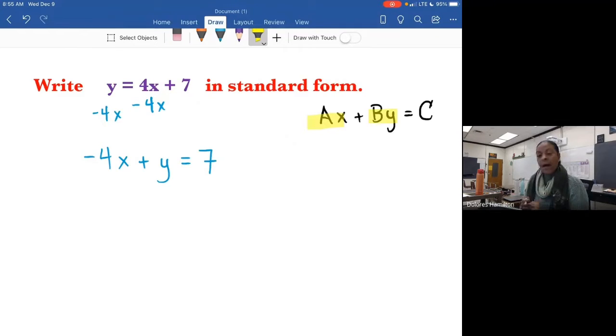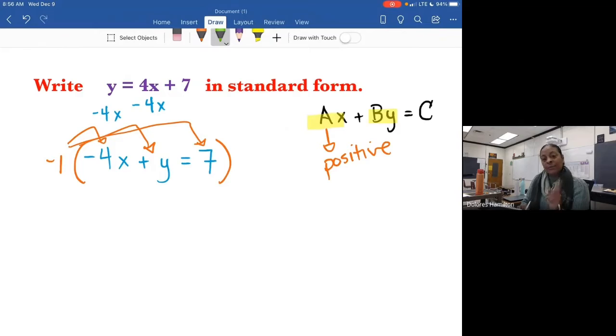So I'm in a good place, except my a has to be a positive number. So the only way I can make -4 a positive number is if I multiply every term in that equation by -1. So let's distribute.